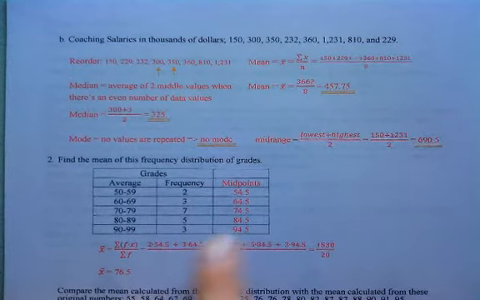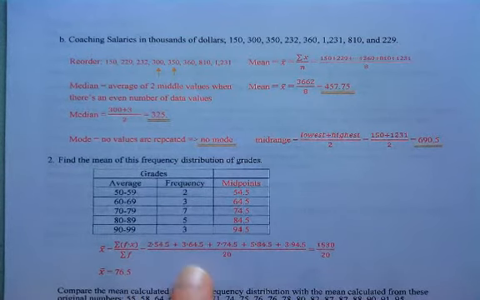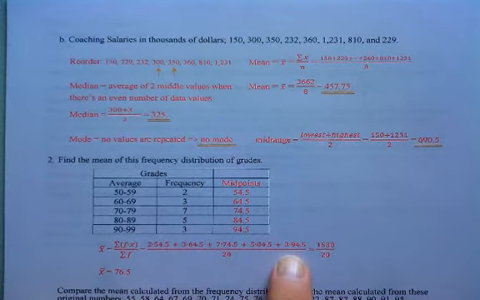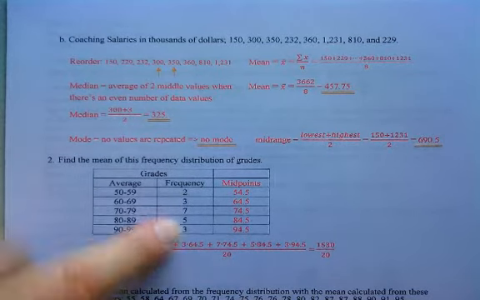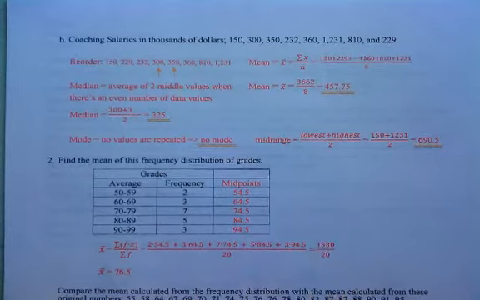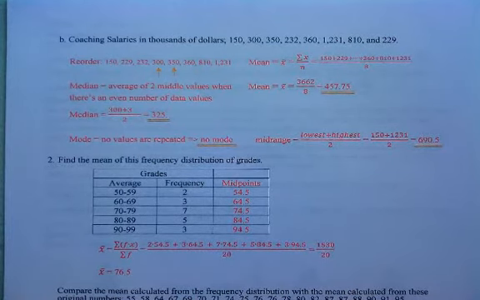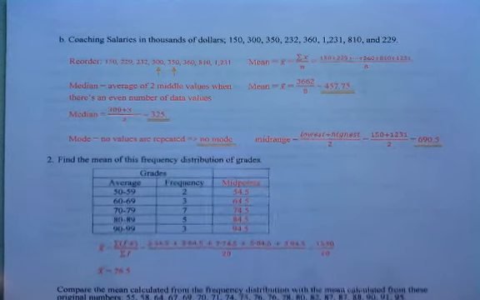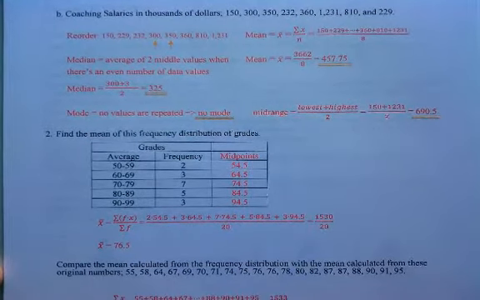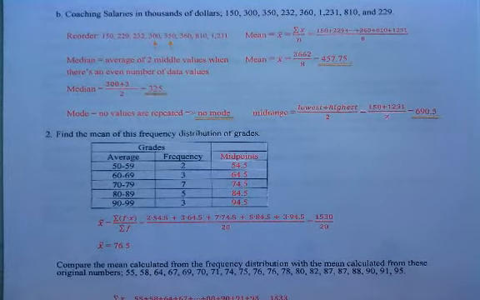So 2 times the 54.5, 3 times the 64.5, and so forth. If you add up all the frequencies, you got to 20. So we come out with 1,530 over 20, or our average was 76.5. And so that's the way to do a mean of a frequency distribution. Now, this frequency distribution came from this set of numbers.